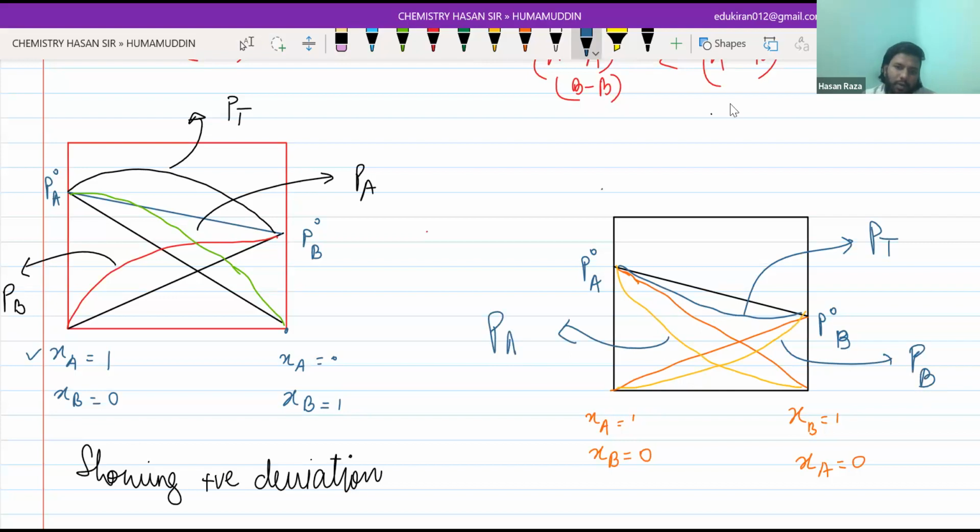So this is a graph which shows negative deviation. Let me know if you are done with this.